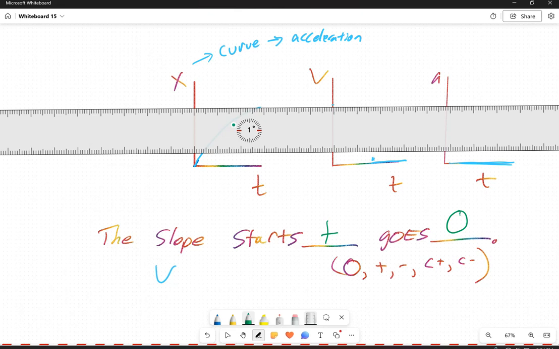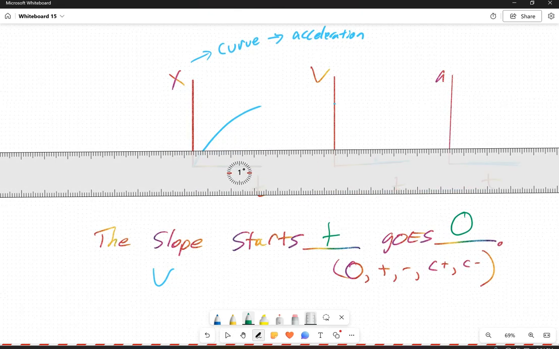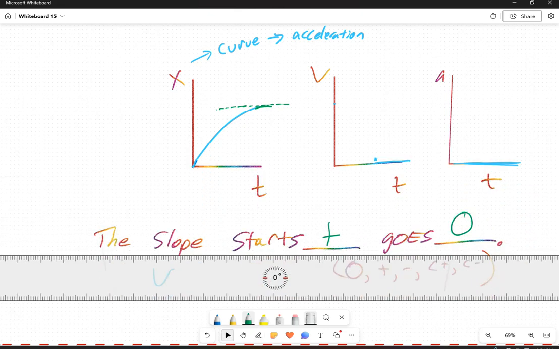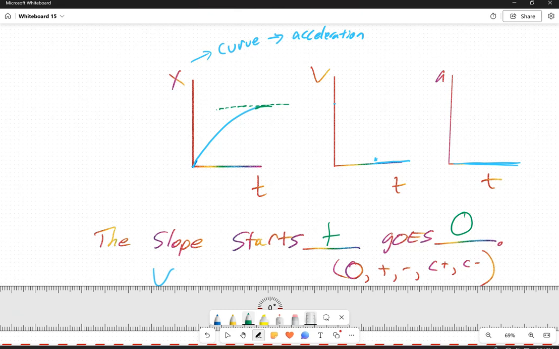My slope is 0 because it's a horizontal line. You might not remember this, so let me talk about that. This doesn't really have a slope here. I mean, it does, but we can just consider the slope of the tangent line to a curve. So the slope of the tangent line, or the slope of the line at that exact point, is 0. So my slope starts positive, goes to 0. The slope of a position versus time graph is velocity. So my velocity is going to start positive and go to 0, like that, in a straight line.